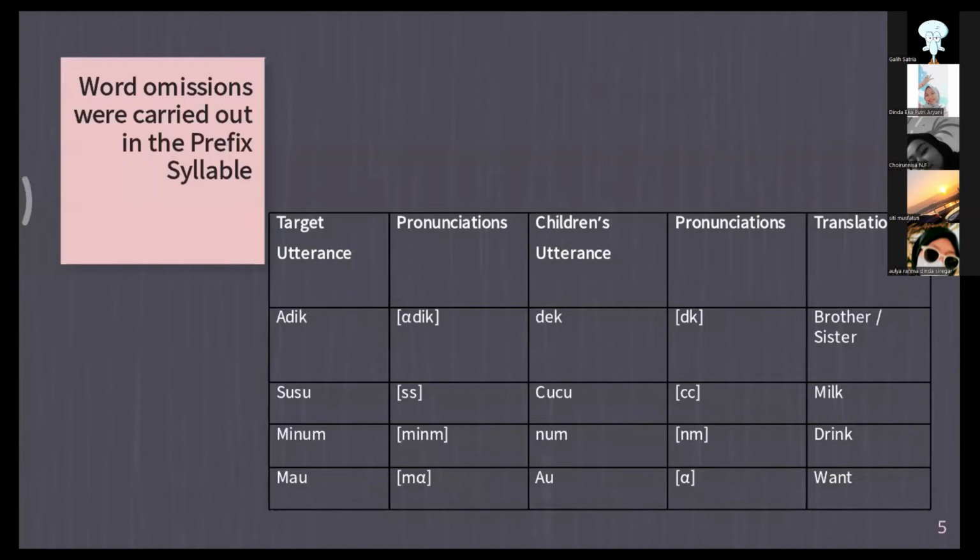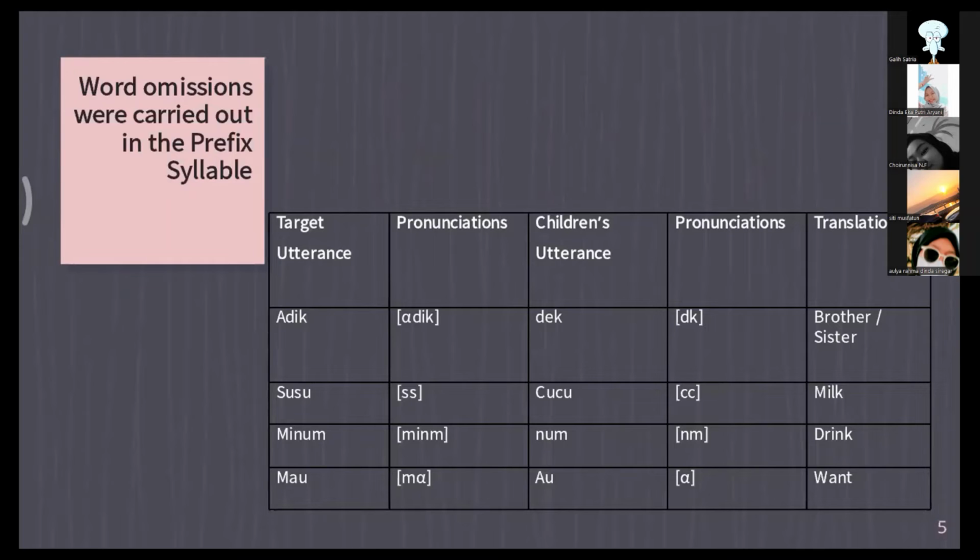Okay, we move to the first table. Word omissions were carried out in the prefix syllable. The data from Sahi is in data numbers 1 and 2, and Salim's in columns 3 and 4. The first child, Sahi, simplifies the word by omitting the first syllable, producing the last syllable in the word. Adik becomes de and susu becomes cucu.